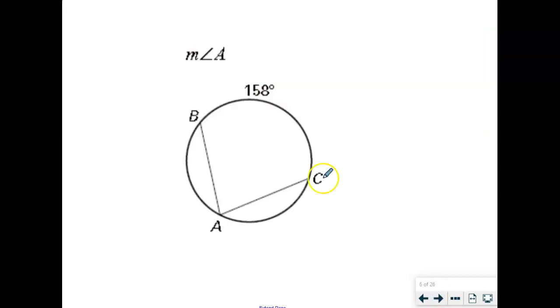Alright, here we go. Example 1. Here we're looking for angle A, and the arc is given as 158 degrees. Well, arc divided by 2 gives you 79 degrees. And that's the measure of angle A.